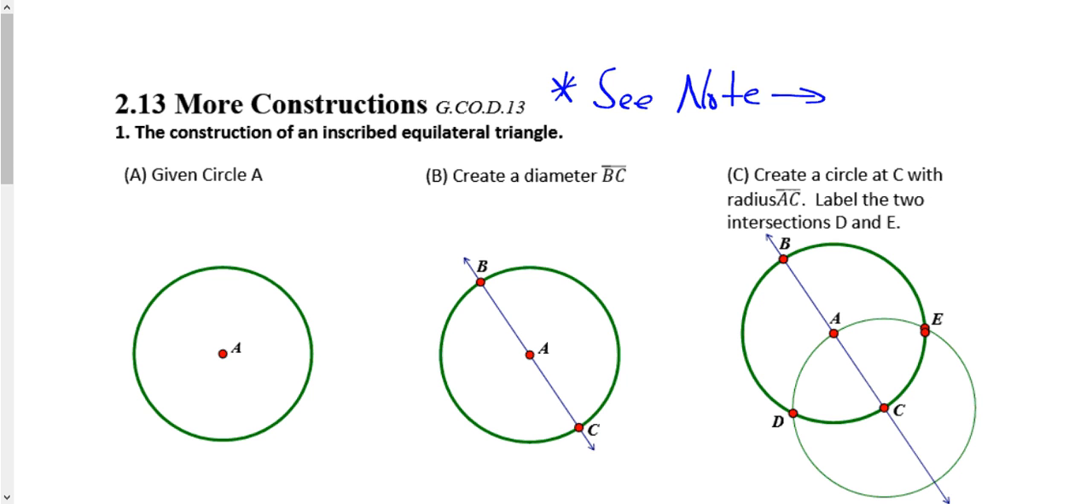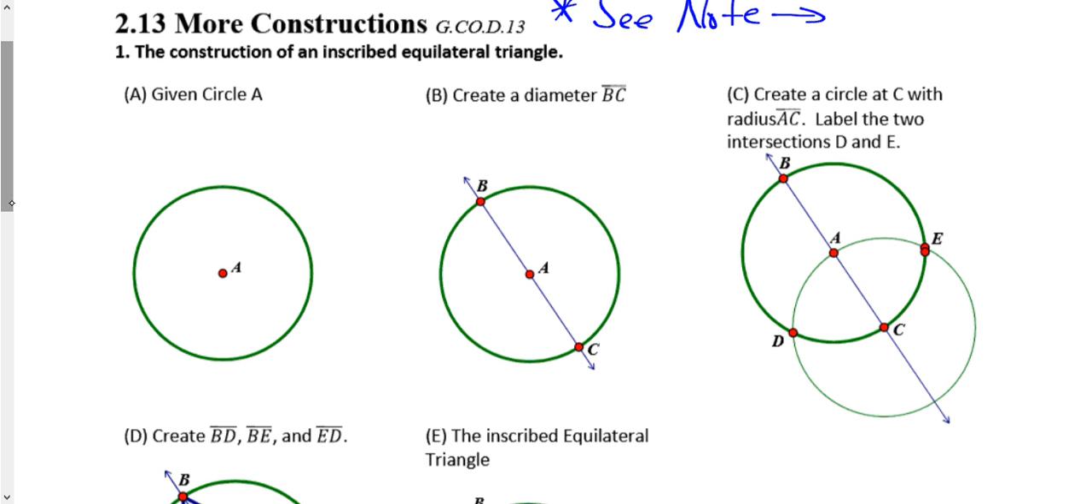Oh, there it is. Okay, so our first one. We're going to construct an inscribed equilateral triangle. You know what inscribed is, right? Now, an equilateral triangle, what is it? Equilateral. All three sides are congruent, okay?